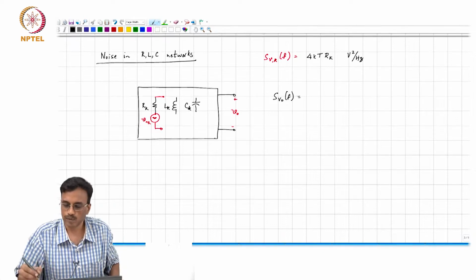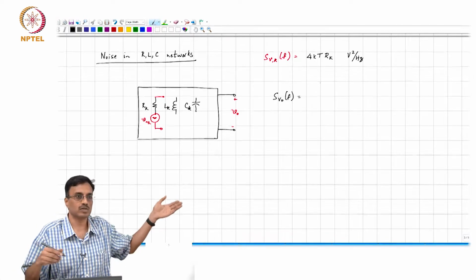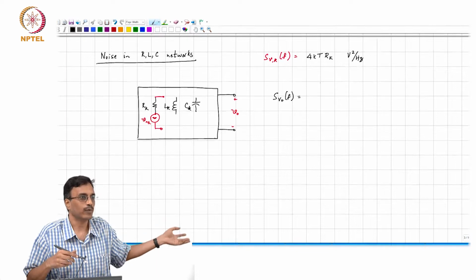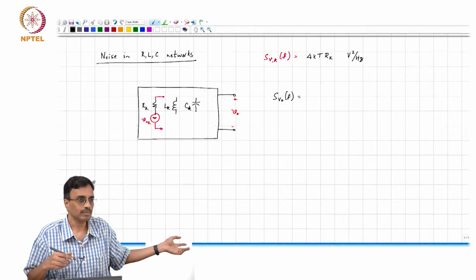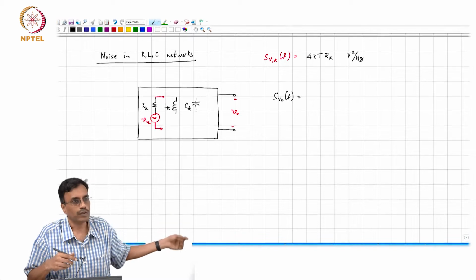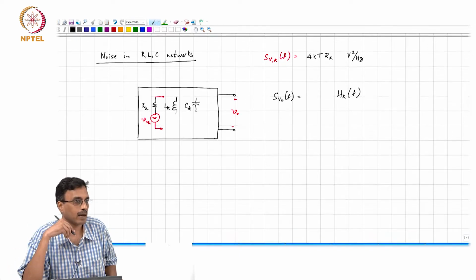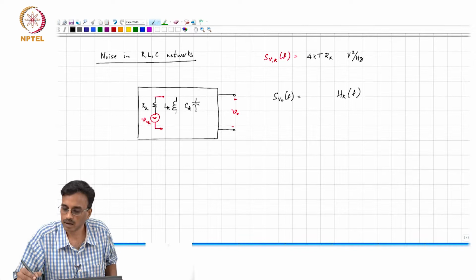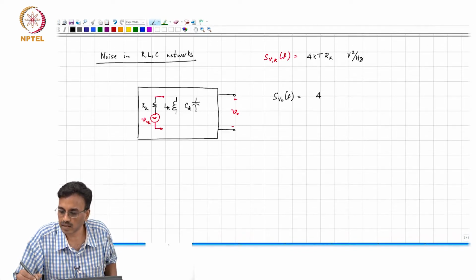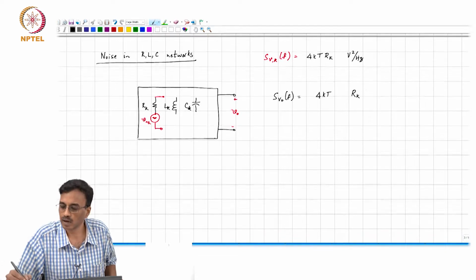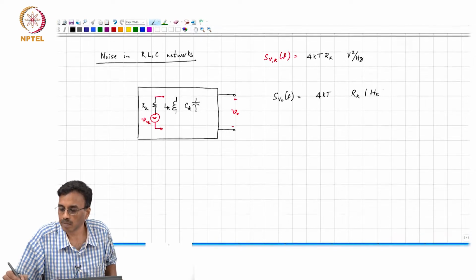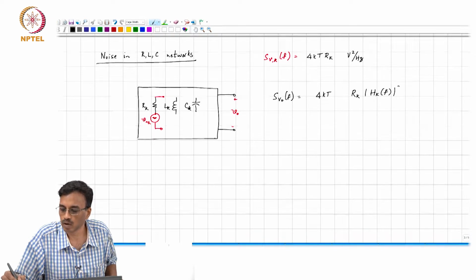Well, it's very straightforward. The step by step approach is to simply find the transfer function from every noise source to the output. Let us call that h sub k of f, correct. And what is the spectral density corresponding to the kth noise source? It is 4kT R sub k times mod h sub k of f the whole square.